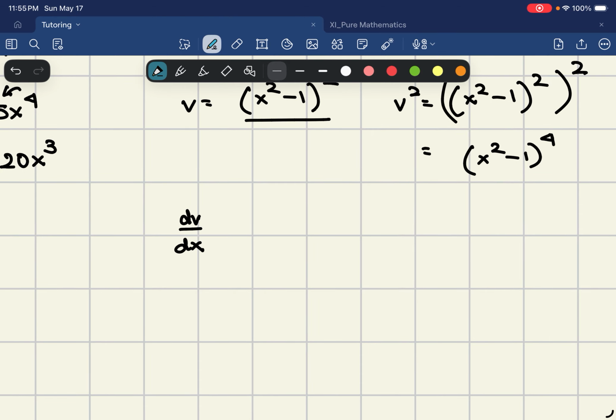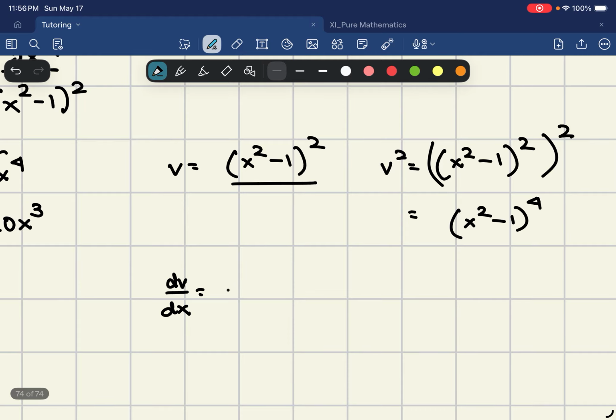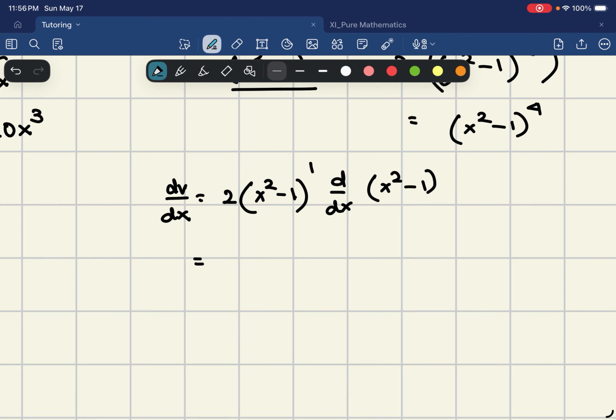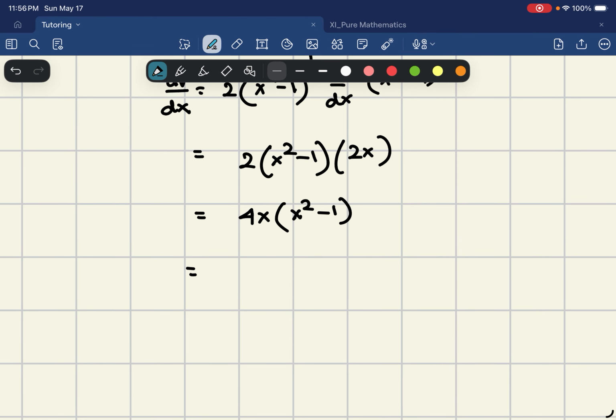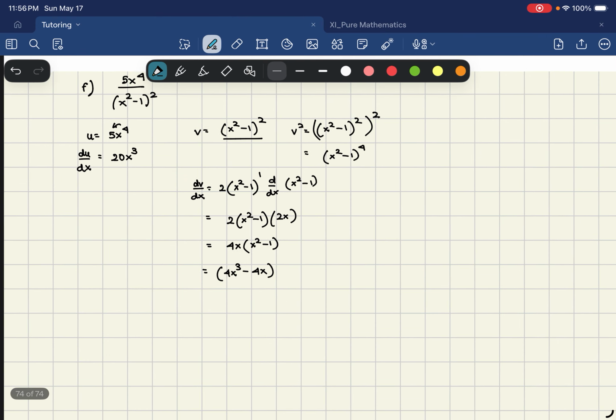And dv by dx. So you can bring 2 to the front. You have x squared minus 1 to the power 2 minus 1 is 1. But any x inside? No, right? So you have to differentiate x squared minus 1. And that gives you 2(x squared minus 1). And if you differentiate this, you get 2x. And if you simplify, you get 4x(x squared minus 1). And if you put things inside, you get 4x cubed minus 4x. All right, so that is dv by dx.